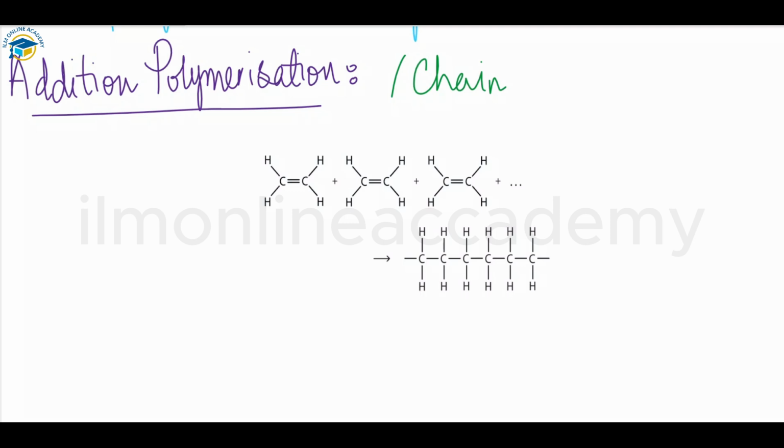in this we have so many monomers that are attached together. Monomers are attached together to make a polymer. So that is known as addition polymerization. On my screen you can see we have the example.